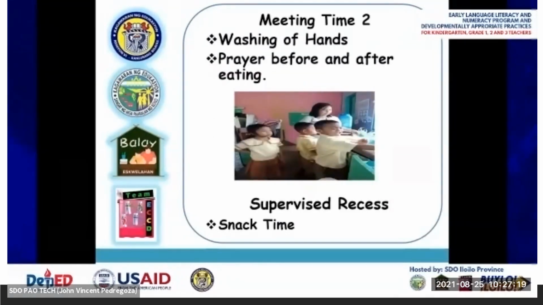Meeting time 2, preparing learners for their snacks. Washing of hands and prayer before and after eating are taught to learners. Supervised recess or snack time. The teacher sees to it that good table manners are being practiced.